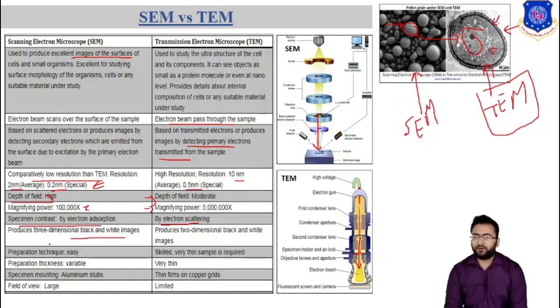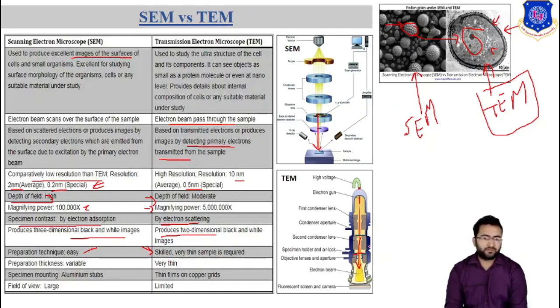SEM produces a three-dimensional black and white image, whereas TEM produces a two-dimensional black and white image. In SEM the preparation technique is easy compared to TEM. In TEM we need skill, and a very thin sample is required.